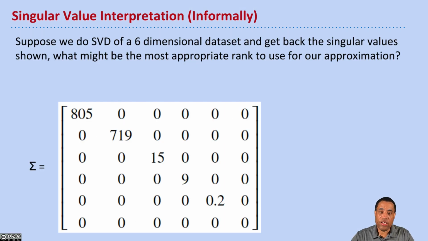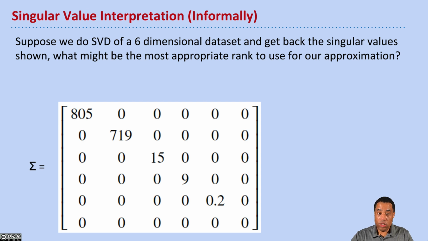Okay. Now, let's say I give you a 6-dimensional data set, and you do singular value decomposition on that, and you get back the singular values shown on this slide. What would you say is the most appropriate rank to use for our approximation by looking at this? So take a moment and think about it.